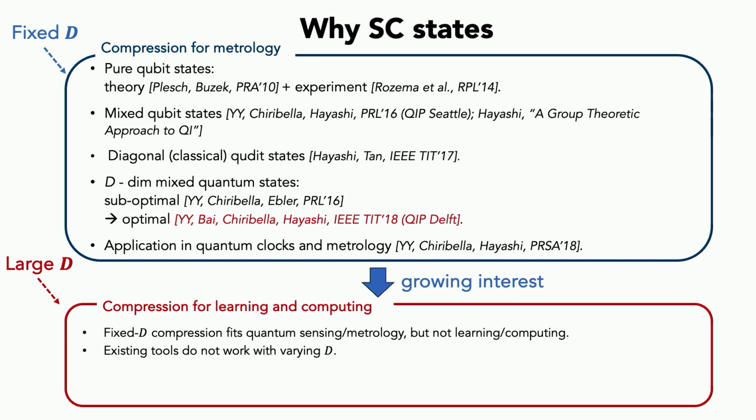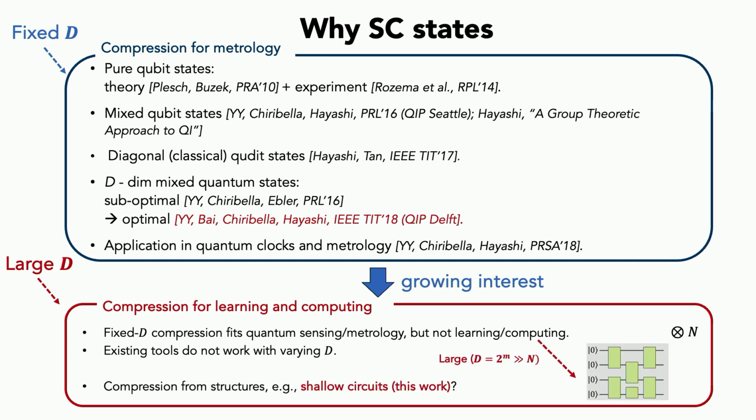So in order to have compression for learning and computing, we need to particularly consider some compression from structures. So we have a large dimensional system, but with some nice structure, so the number of free parameters in this structure is small compared to the dimension. And shallow circuit states are a nice candidate for it. It's a very large dimension, exponential in the number of qubits, but the degree of freedom it has is limited because of this shallowness.